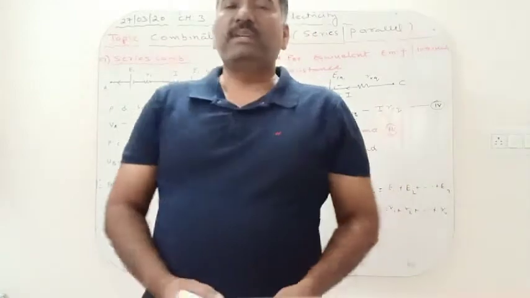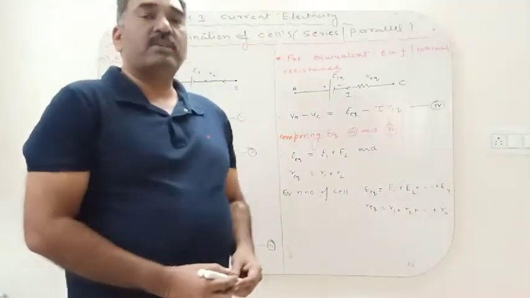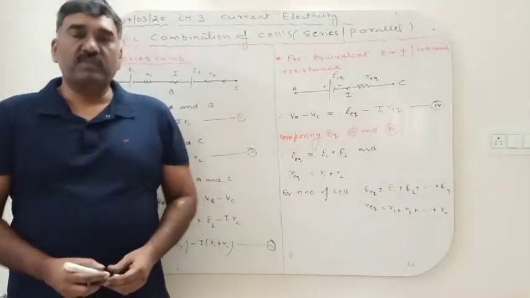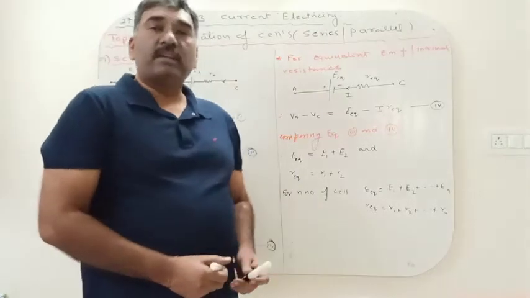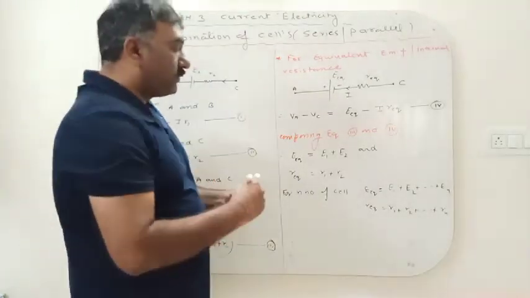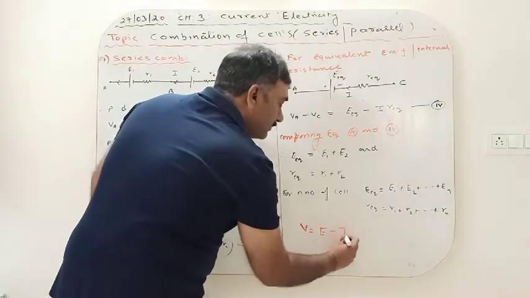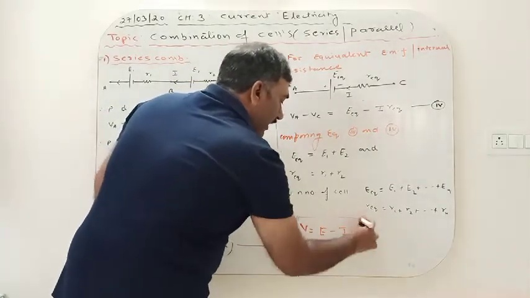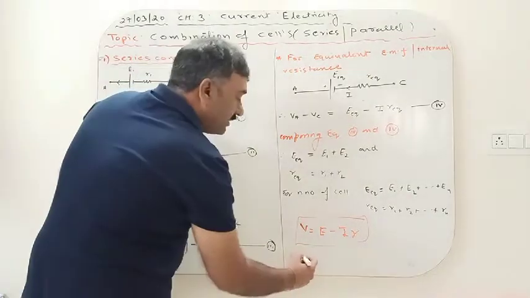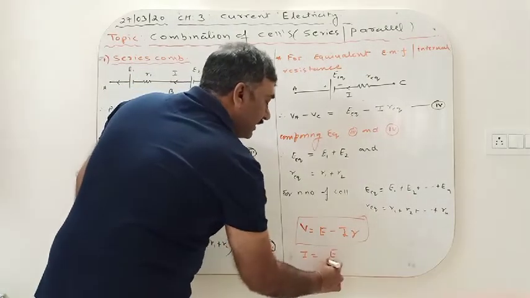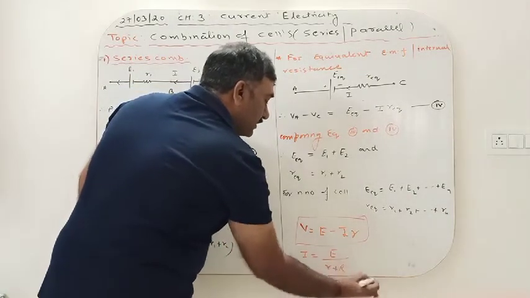Good. So in the last lecture we discussed terminal voltage, EMF, and internal resistance. What is the formula for the terminal voltage? V is equal to E minus IR, and the current passing through the circuit, I, is equal to E divided by small r plus capital R.